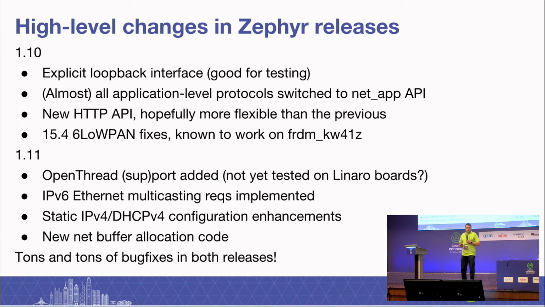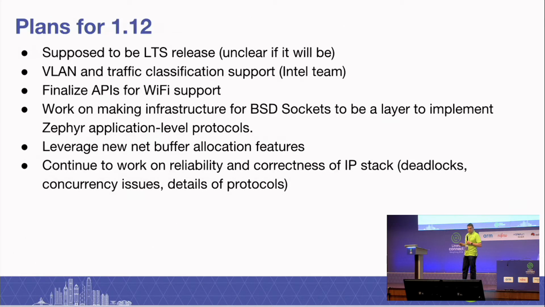Static IPv4 configuration was enhanced, so now it's possible to pre-configure static addresses, so the device could be connected directly, for example, to a laptop or a computer, and at the same time, if DHCP is available, for example, if the device is connected to a router, it would override those settings. And new net buffer allocation code was merged. It's actually coming from the Bluetooth subsystem, so it's not yet used by the IP stack.